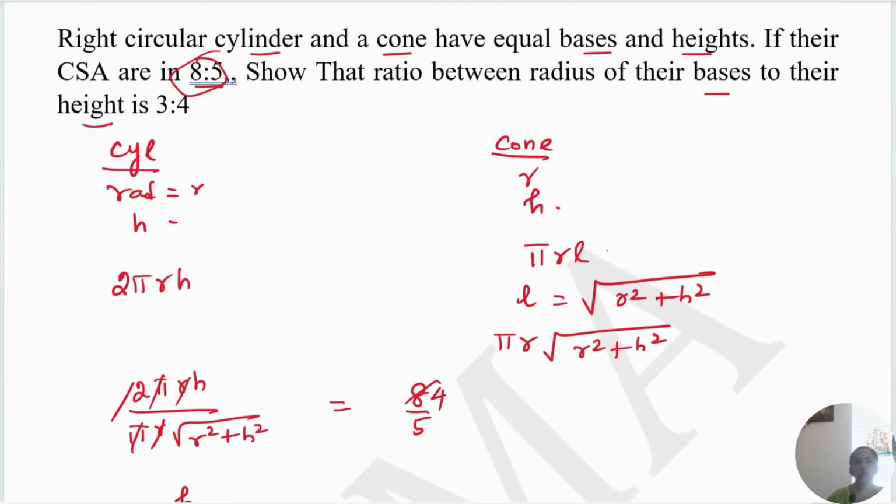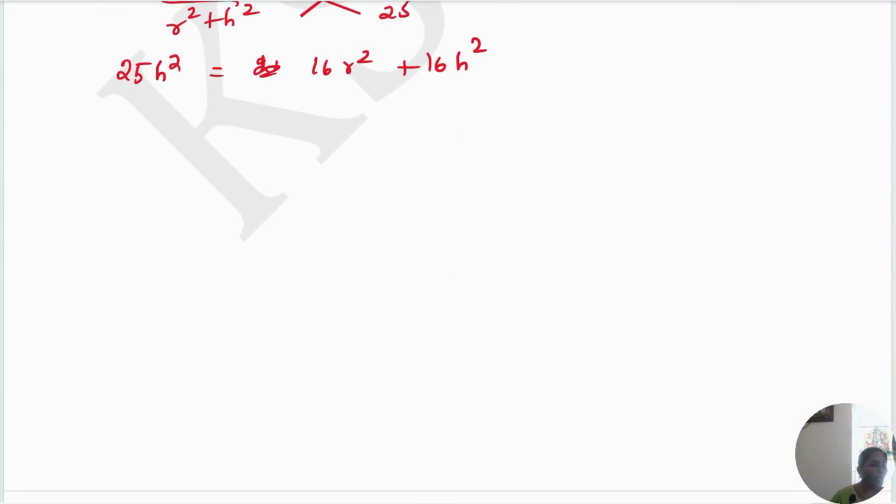Now look at your question. This is the ratio between the radius to their height. Then r to h has to be calculated. So bring all the h items to one side and r items to the other side. So 25 h square minus 16 h square, that is 9 h square is equal to 16 r square.